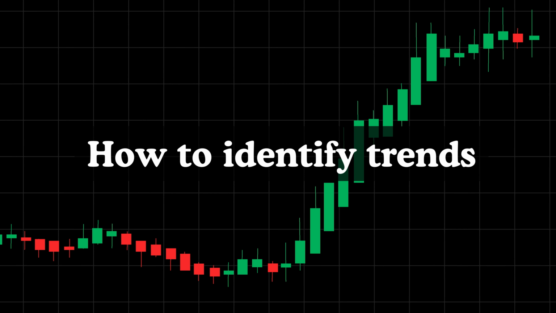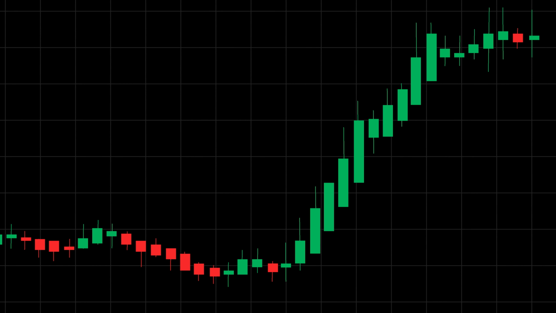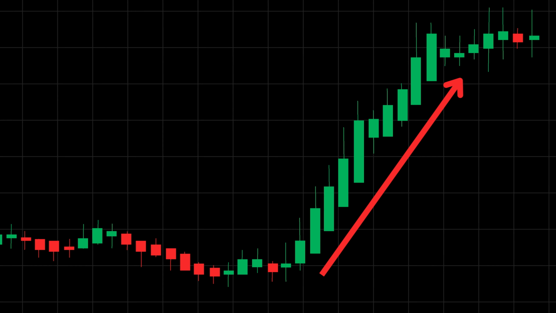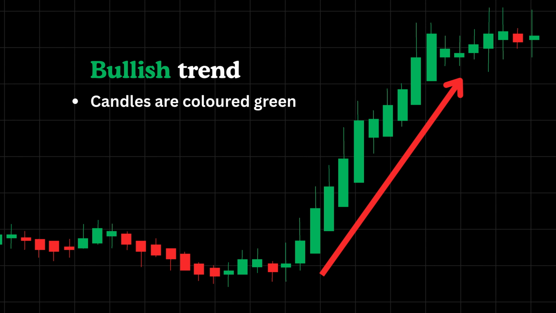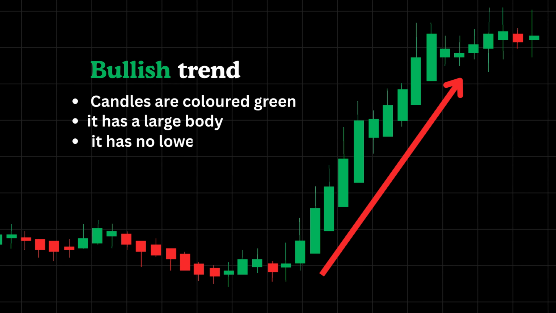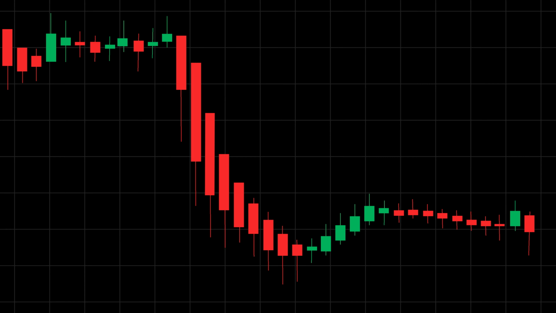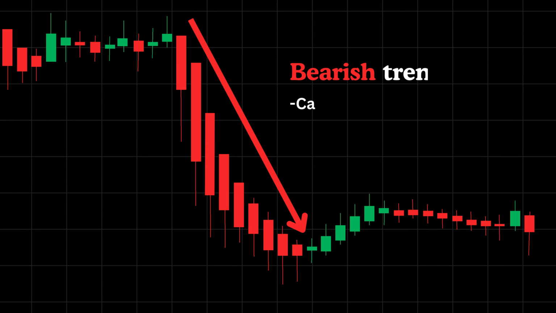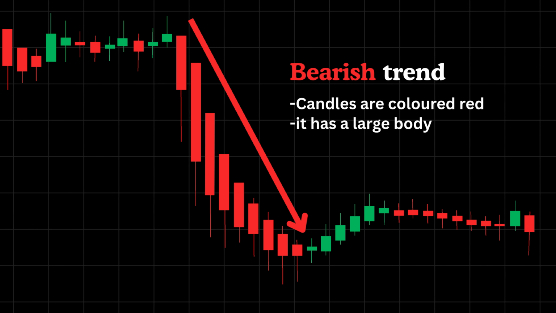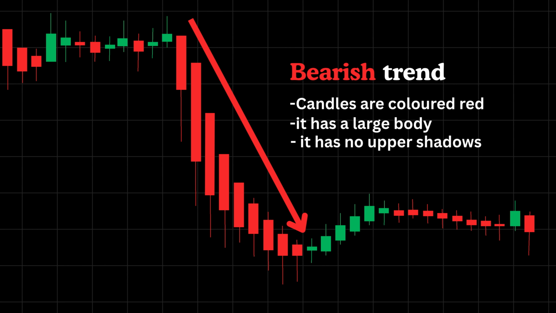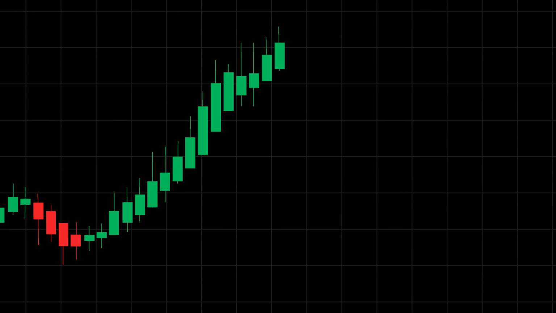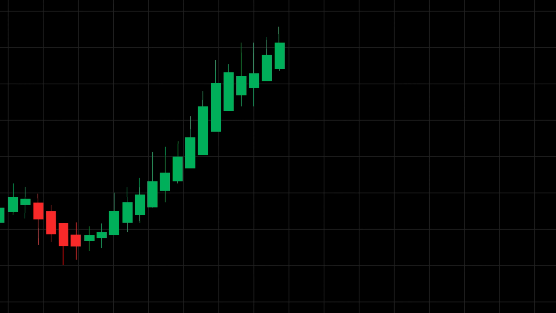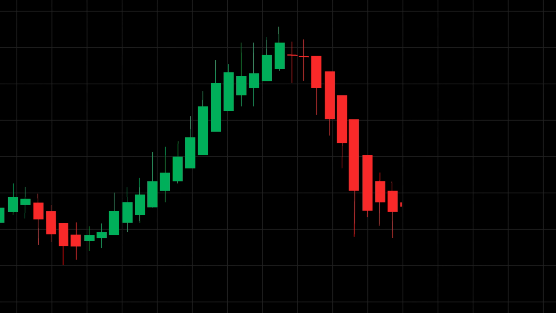So here's a simple method to spot the current trend using the Heiken Ashi chart. A strong bullish trend can be identified when the candle is green, has a long body, and doesn't show any lower wicks. You can recognize a strong bearish trend when the candle is red, has a big body, and shows no upper wicks. We all know that trends don't last forever. Eventually, they lose strength and start to reverse.